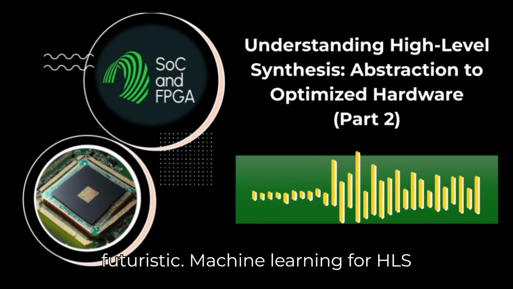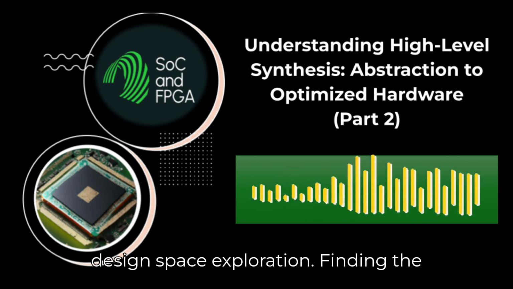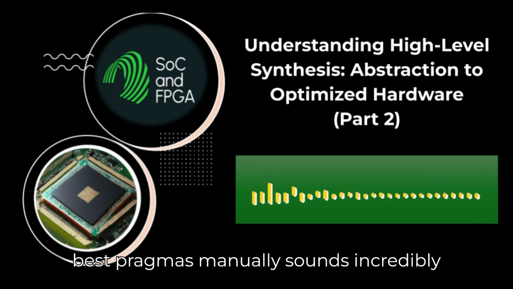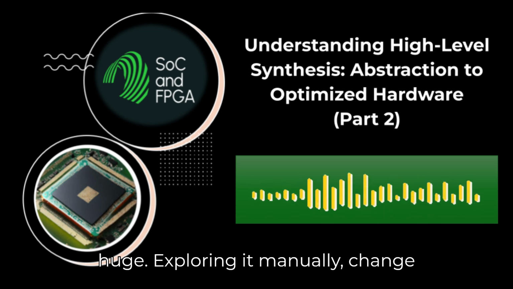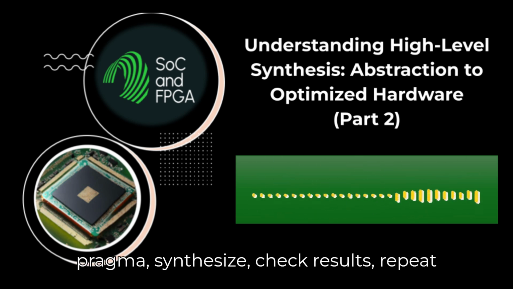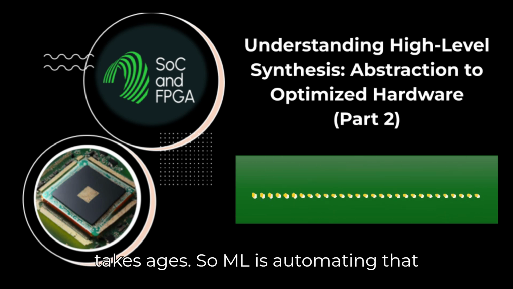Machine learning for HLS design space exploration. Finding the best pragmas manually sounds incredibly tedious. It is tedious. That DSE space is huge. Exploring it, manually change pragma, synthesize, check results, repeat, takes ages. So ML is automating that search.